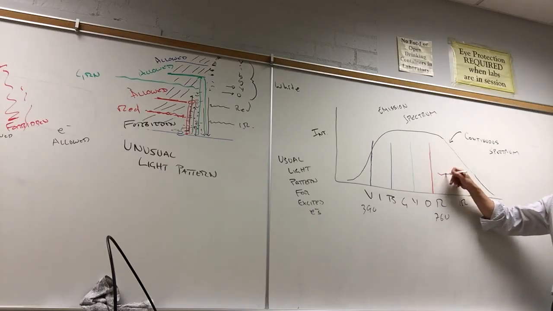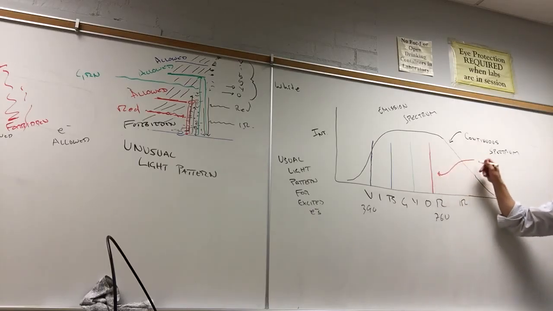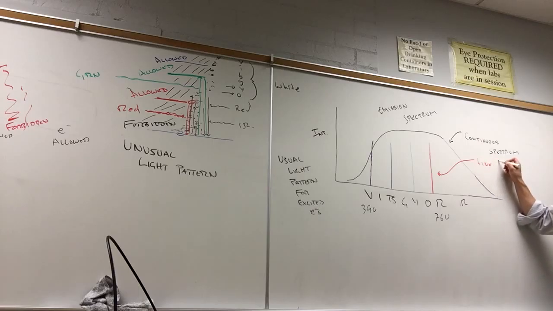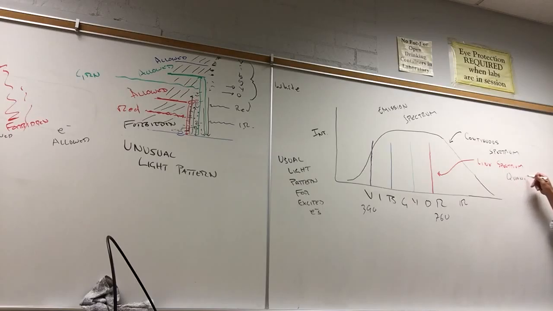Over here, this is called a line spectrum. In a line spectrum, it's discontinuous. In the line spectrum, what we have is what we call quantized energy levels. All quantized means is this: quantized means not continuous. Well, continuous means you can have any increment you want.